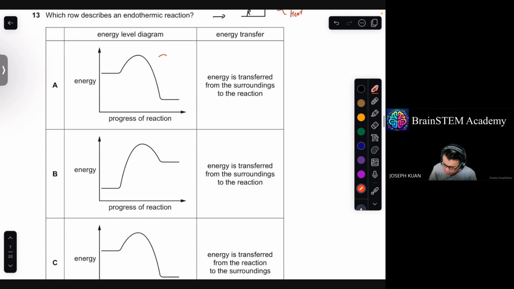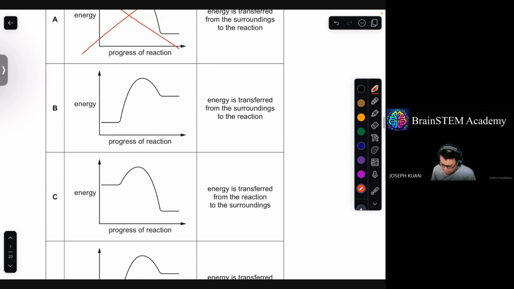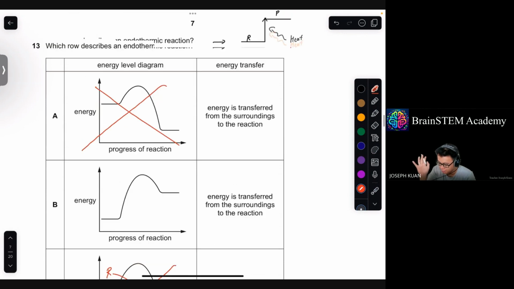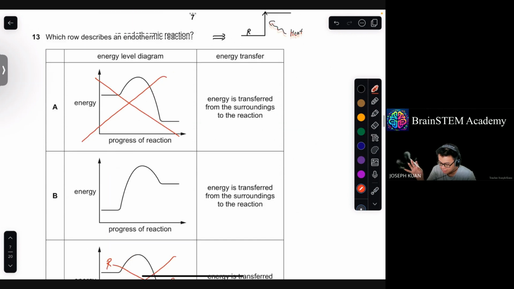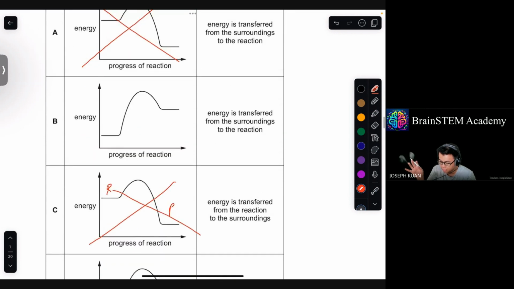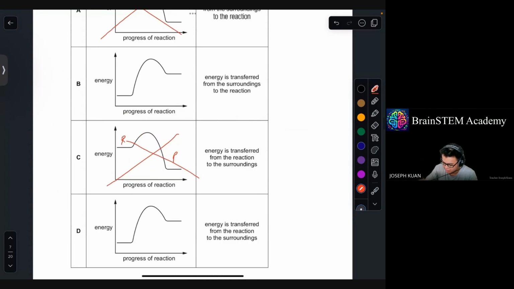So A is not possible, as well as C, because you see that the reactants have more energy than products, that will not be an endothermic reaction. And then meanwhile, what do we see? In terms of energy transfer, the energy is transferred from the surroundings to the reaction. It steals energy from the surrounding.